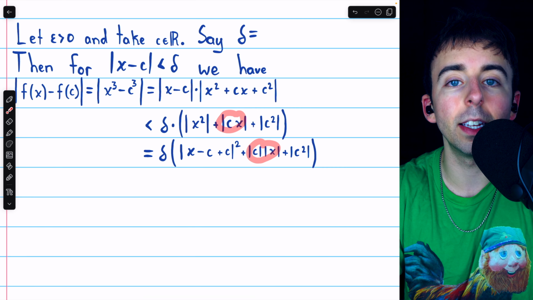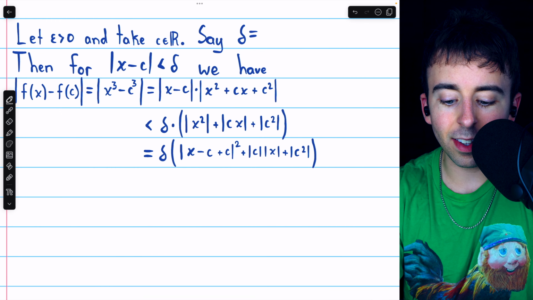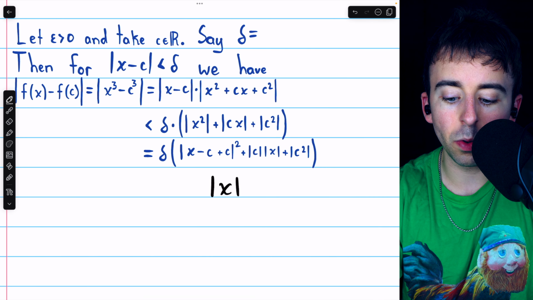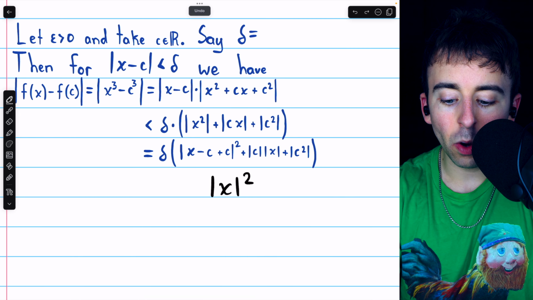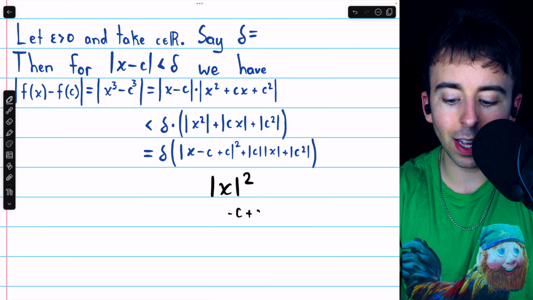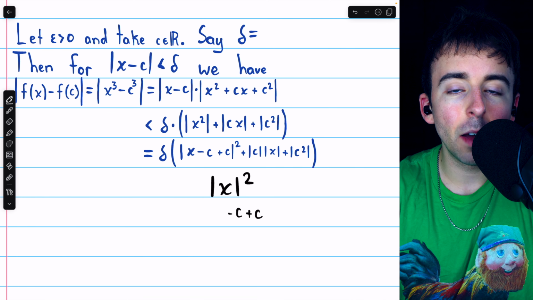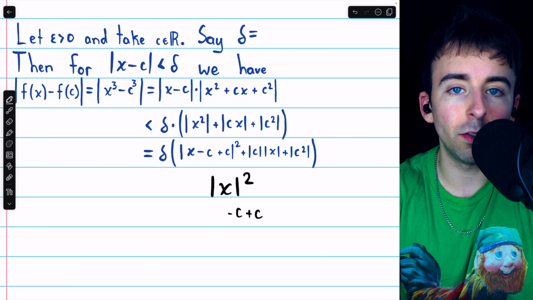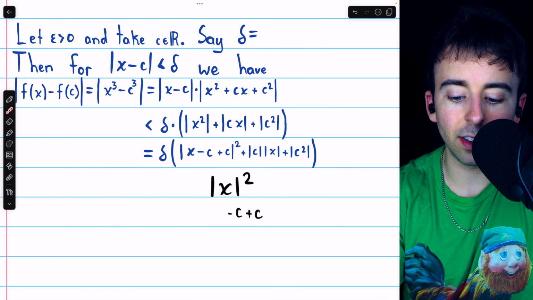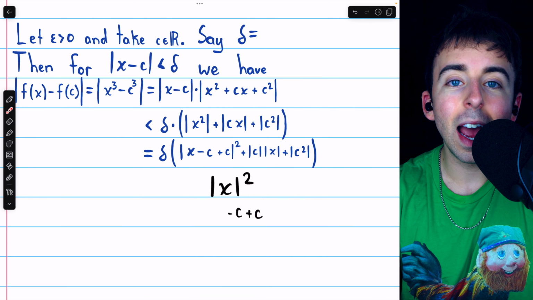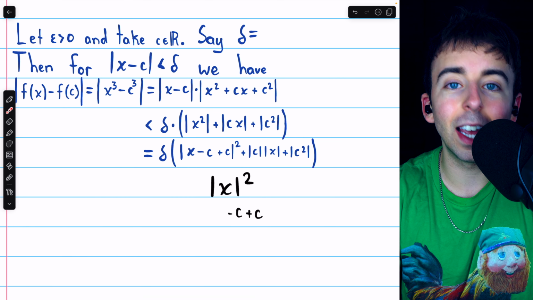The absolute value of cx will split up into the absolute value of c times the absolute value of x. Those products are equal. As for the absolute value of x squared, that's the same as the absolute value of x, squared. And then inside the absolute value, we could do minus c and plus c. That, of course, is just adding 0, so it's perfectly valid, but as you'll see, it will make the expression easier to work with. So that's how we go from here to here. We can just take the square outside of the absolute value, and then again, just minus c and plus c inside the absolute value. That's not changing it at all.